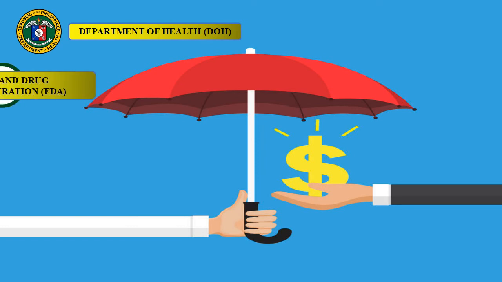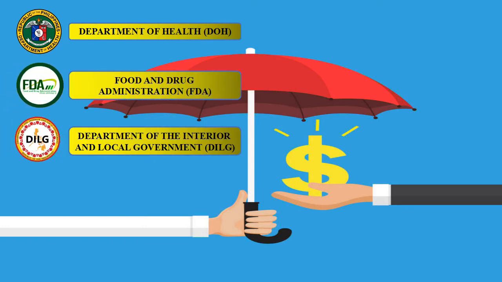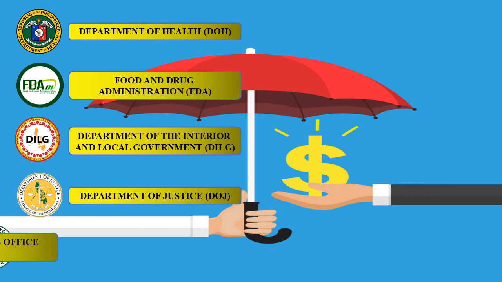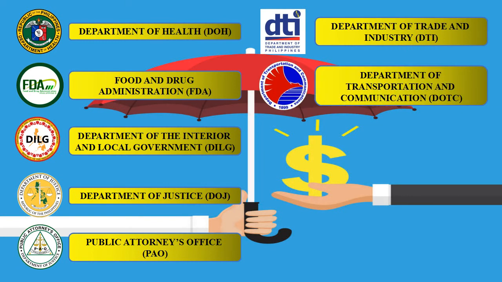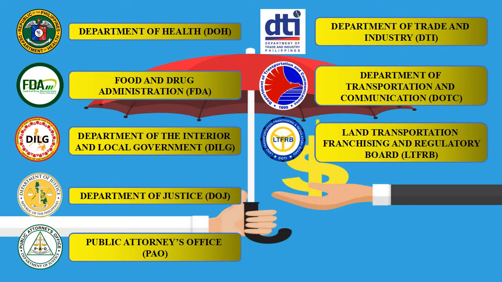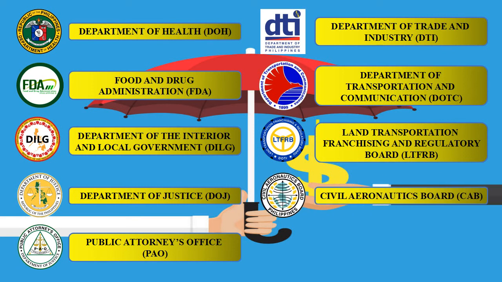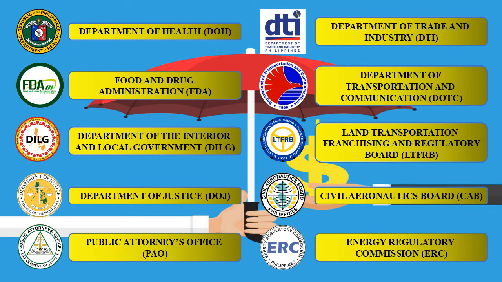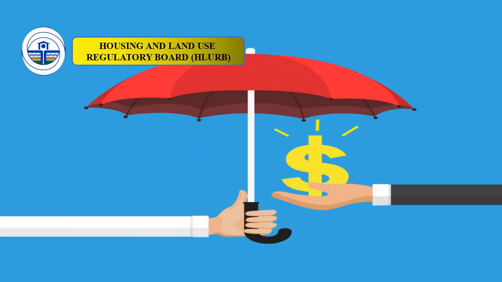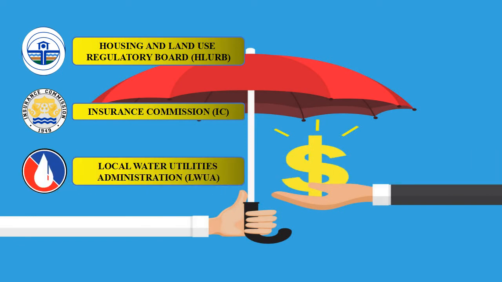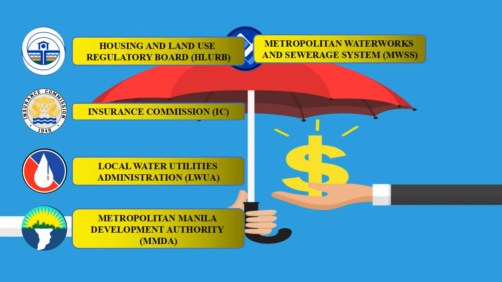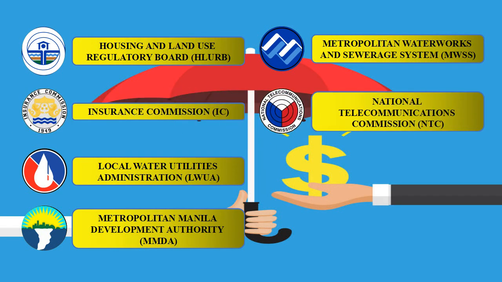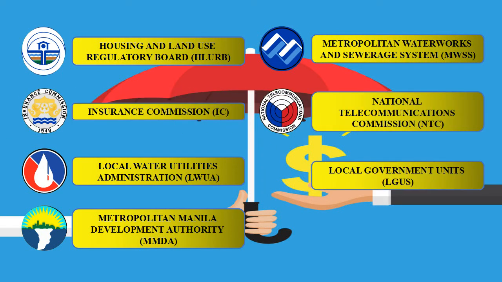Department of Health, Food and Drug Administration, Department of the Interior and Local Government, Department of Justice, Public Attorney's Office, Department of Trade and Industry, Department of Transportation and Communication, Land Transportation Franchising and Regulatory Board, Civil Aeronautics Board, Energy Regulatory Commission, Housing and Land Use Regulatory Board, Insurance Commission, Local Water Utilities Administration, Metropolitan Manila Development Authority, Metropolitan Waterworks and Sewerage System, National Telecommunications Commission, and cities and municipalities local government units.